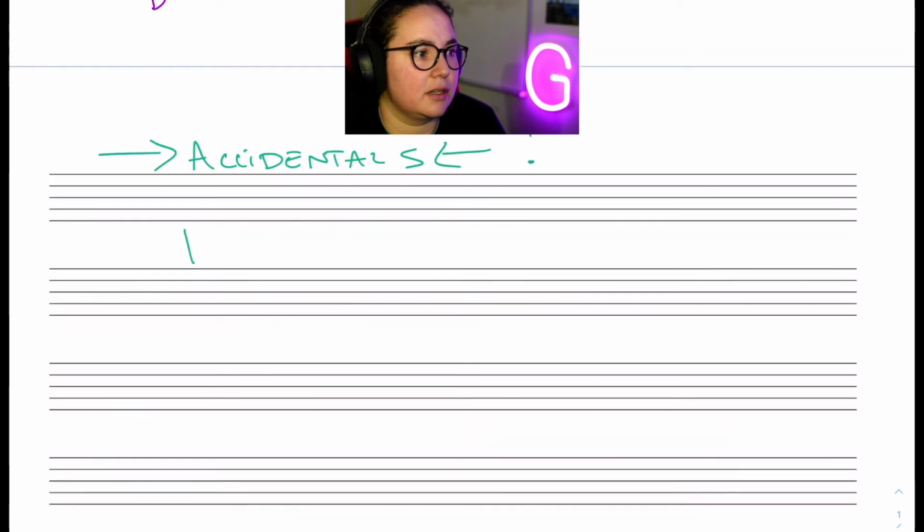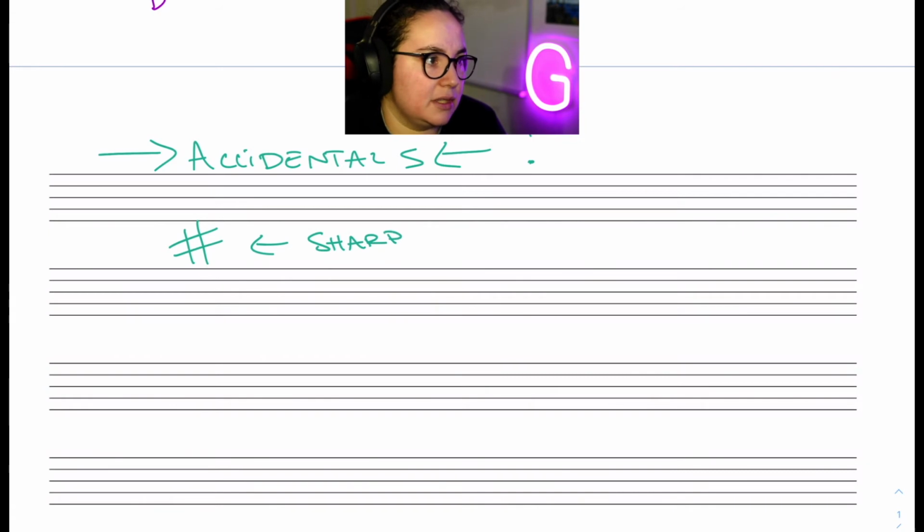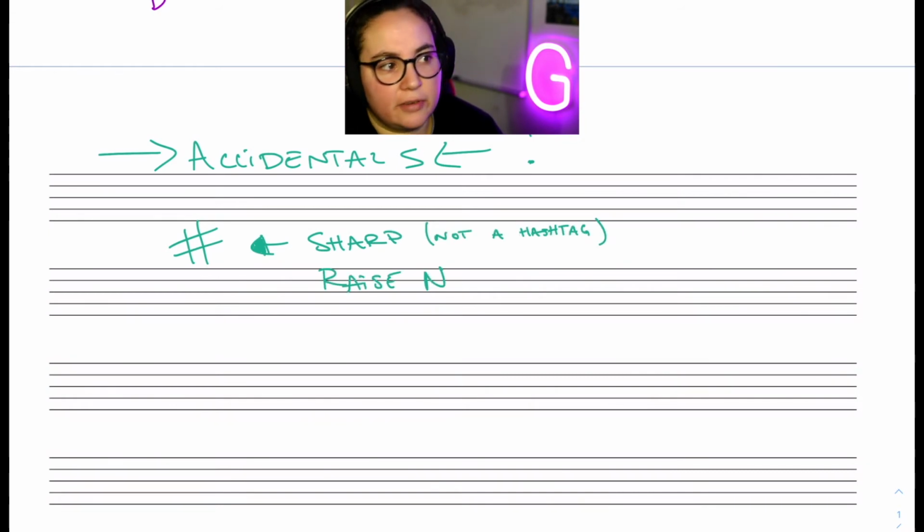So then we get into this thing called accidentals, and you're like, what the heck are those? Well, first we have to recognize the symbols. We've seen this guy before. It's a sharp, not a hashtag. Don't say it's a hashtag. And what that does is it raises a note by a half step.